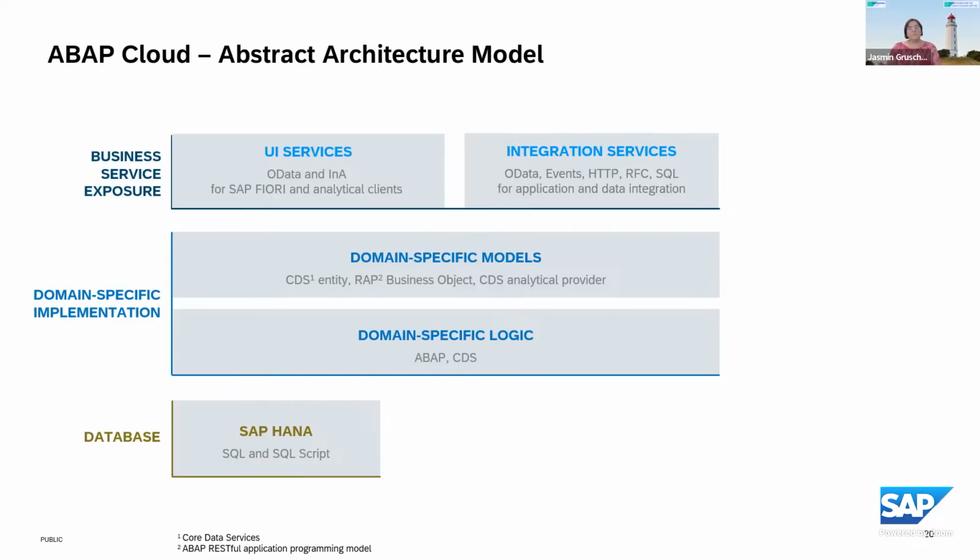As we've already mentioned, you can build integration services to enable remote connection, so system-to-system integration. They all build on the same architecture blueprint, so they all rely on this 3-tier architecture model. You can build integration services, of course, for data, for example. So you can expose the same RAP business object as a UI service or as a web API. You can also build events, for example, to enable asynchronous communication. You have RFC available, and you can also enable SQL services for data integration.